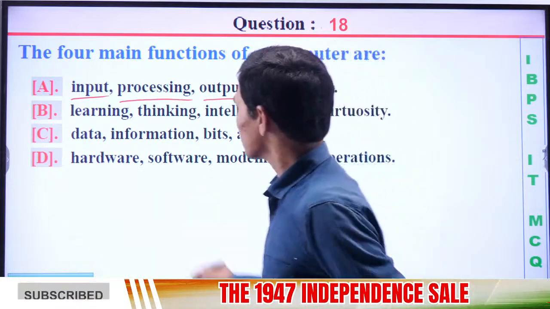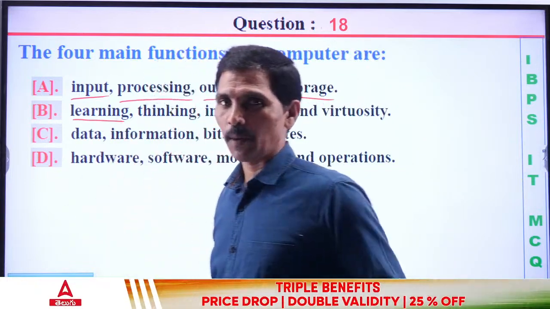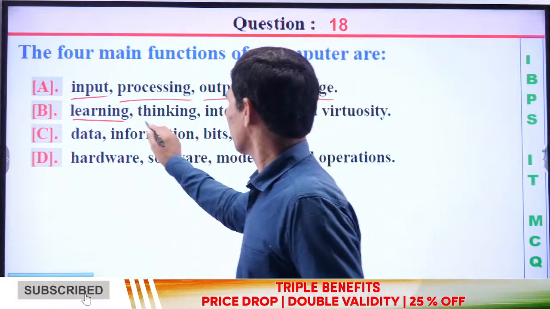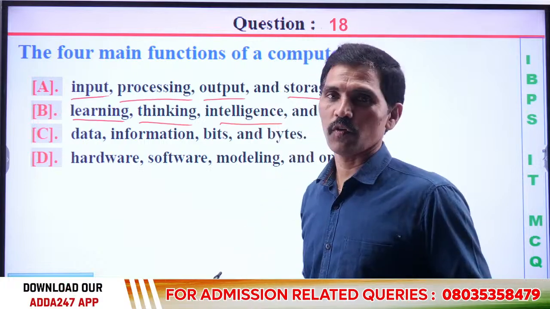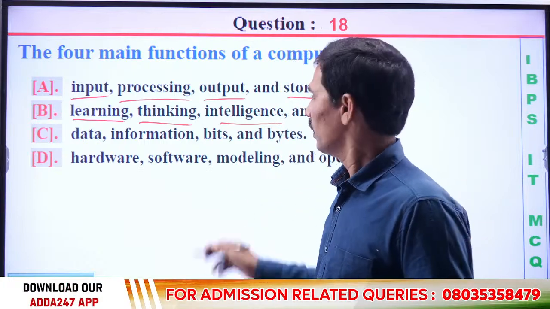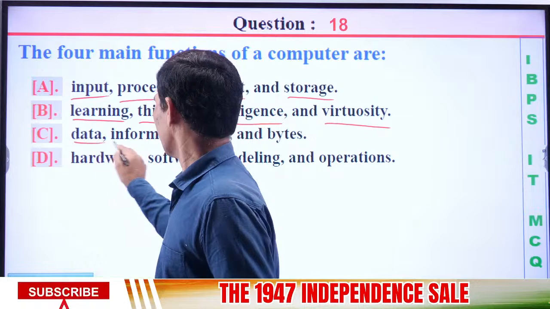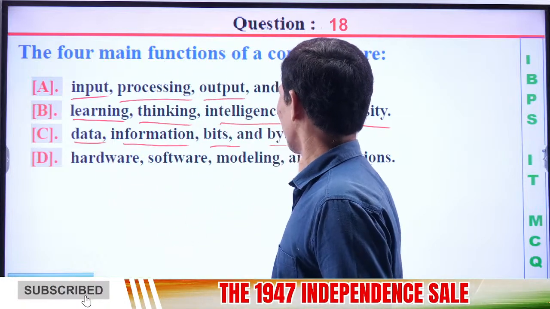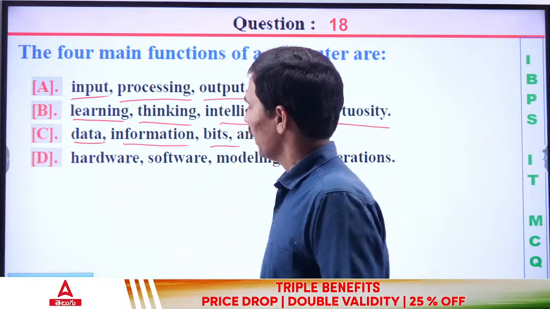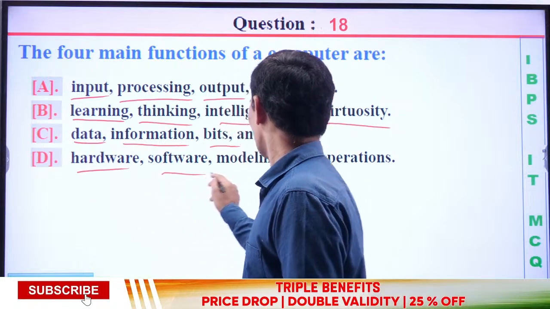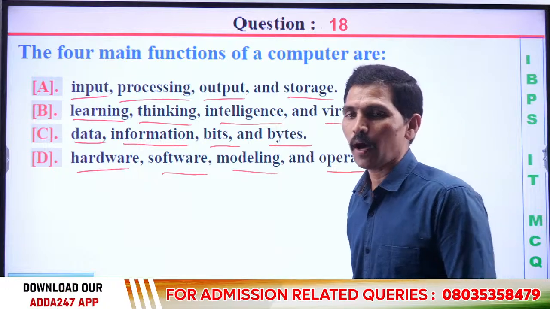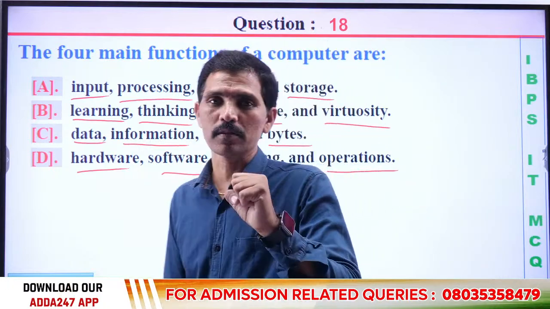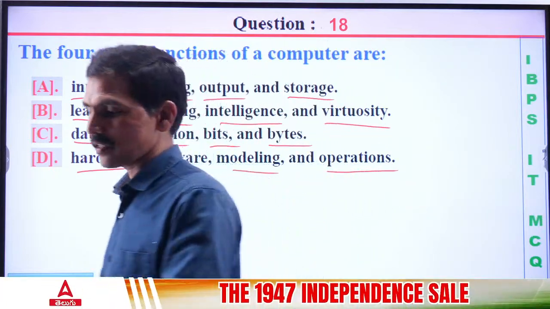And one more option is learning, thinking, intelligence and virtuosity. Another is data, information, bits and bytes. And the third option is hardware, software, modeling and operations. So among these 4 options, which do you think is correct?